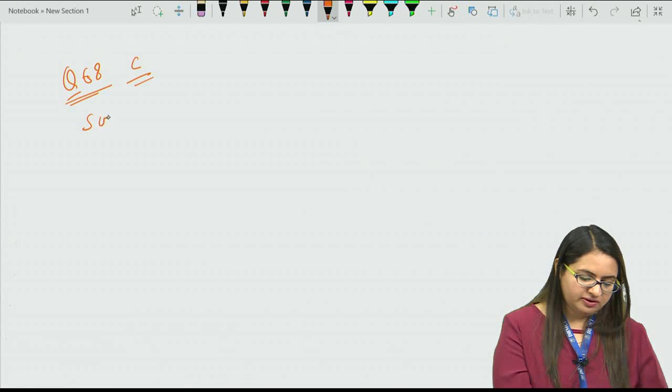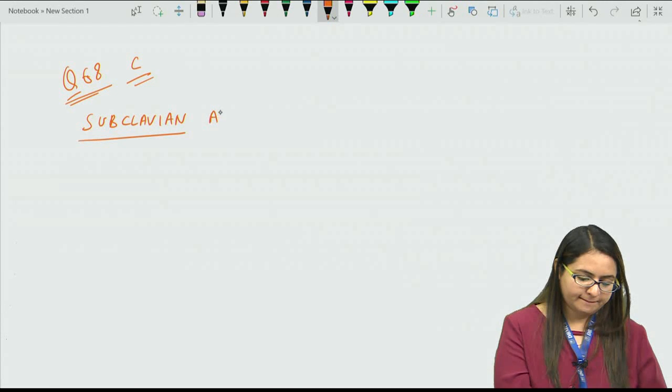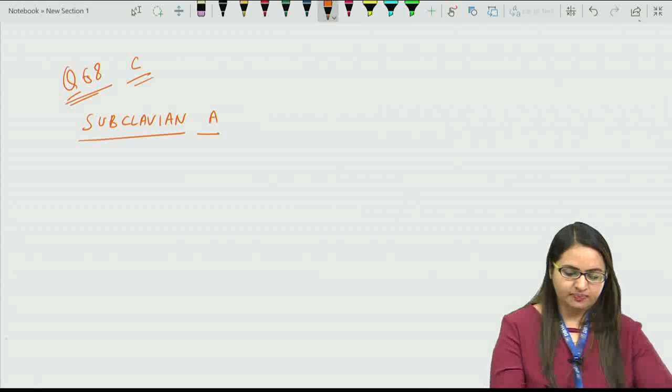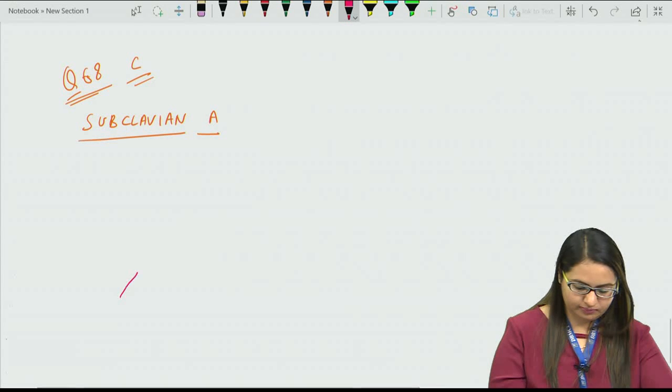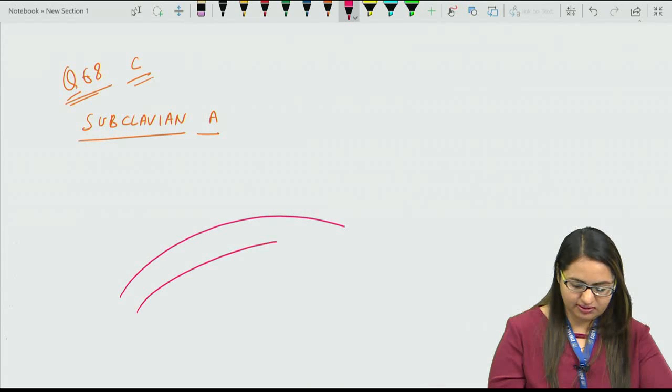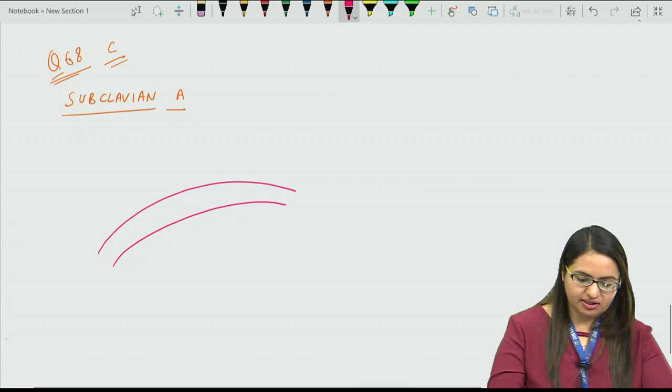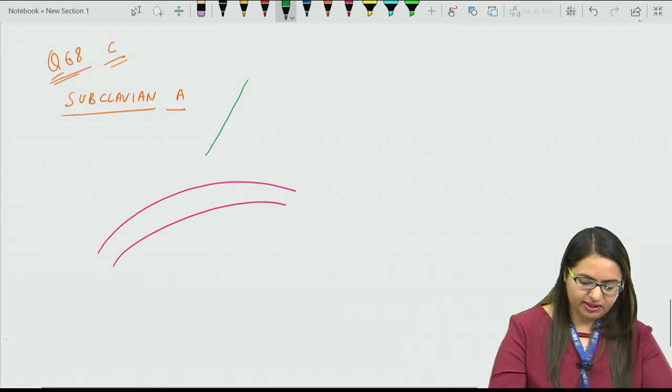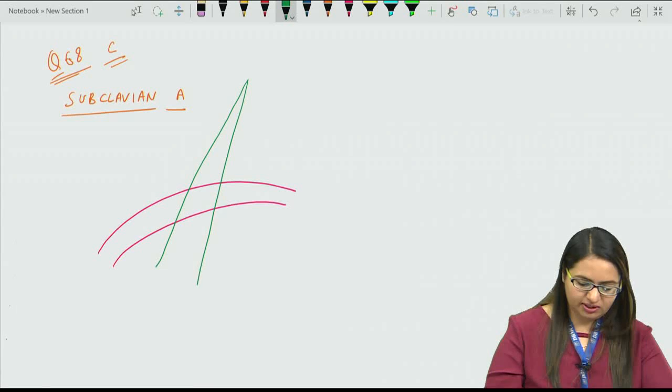If we talk about the subclavian artery, it is extending like this, and this subclavian artery is divided by a muscle of the neck, and this muscle of the neck is the scalenus anterior muscle.